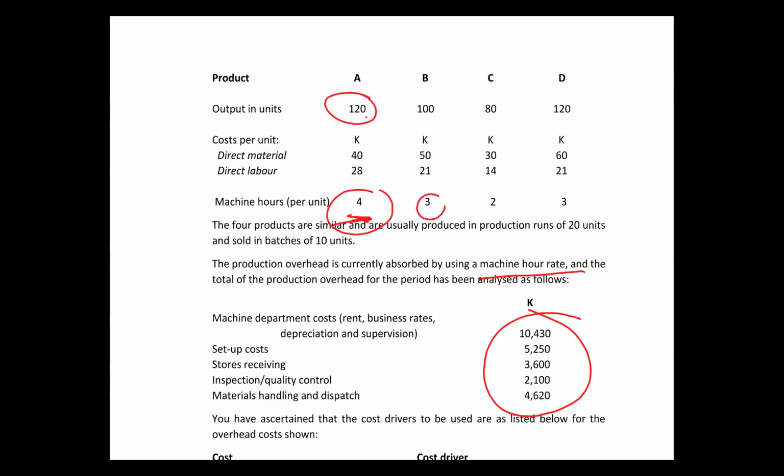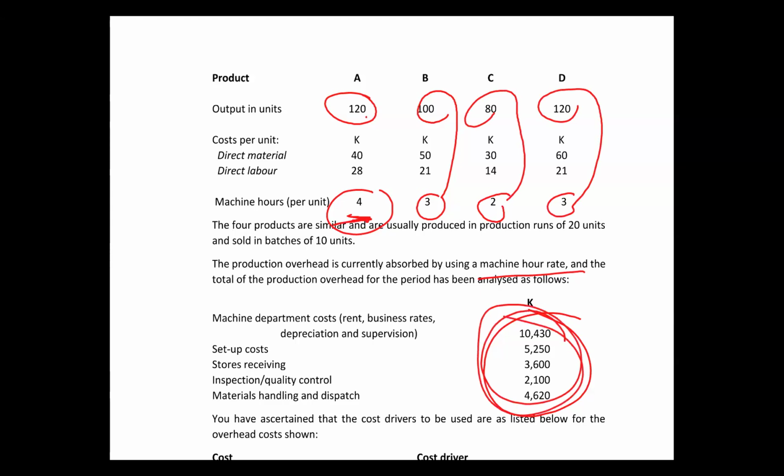You do the same, 3 hours per unit times 100 for B. That will give you 300. 2 times 80 for C, and 3 times 120 for D. That will give you the total number of hours for each product. So you have to add all the hours for each product, right? Consolidate those number of hours and divide them into the total of these overheads. This will give you how much a machine hour costs in terms of the overheads. That's what we did.